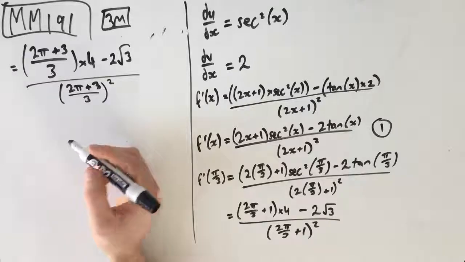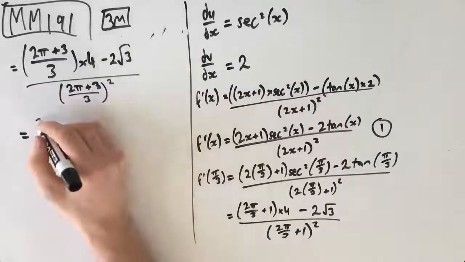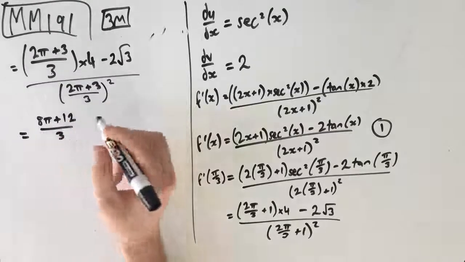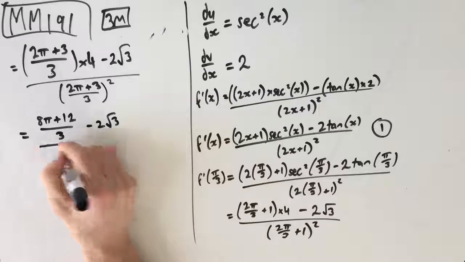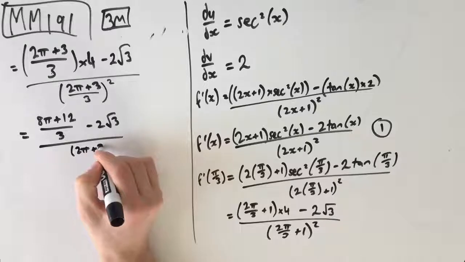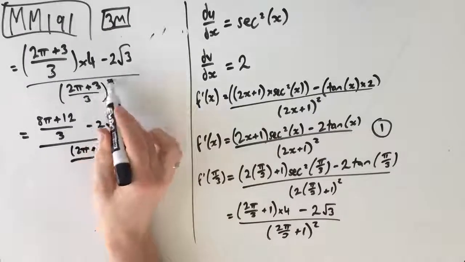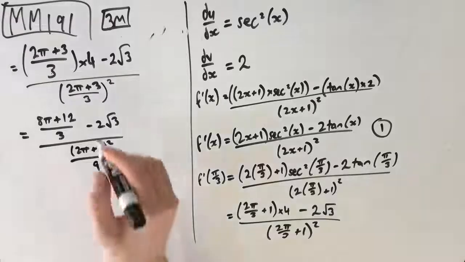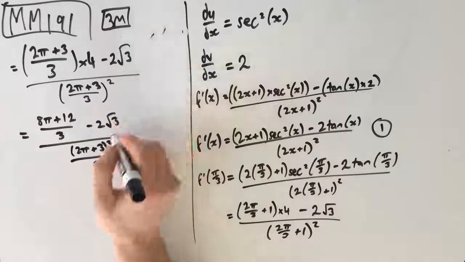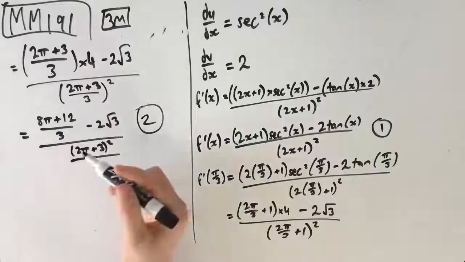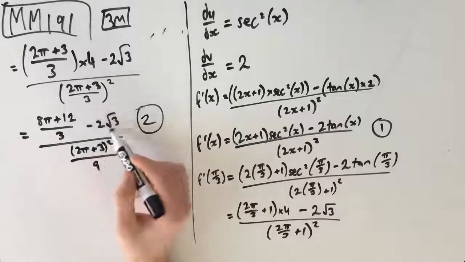From here, we just times that 4 in there, which means we get 8 pi plus 12 over 3 minus 2 root 3, all over, I'm going to separate these out, 2 pi plus 3 squared over 3 squared, which is 9. Now, this is about where you would get your second mark, somewhere in here, the first one being over here like I said before. From here, the only thing that isn't in a fraction is our 2 root 3.